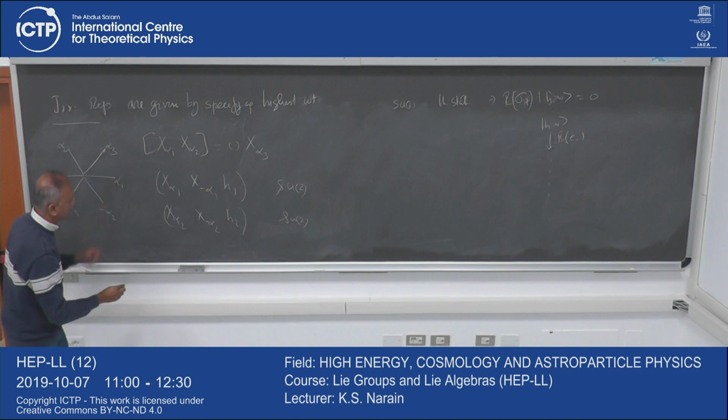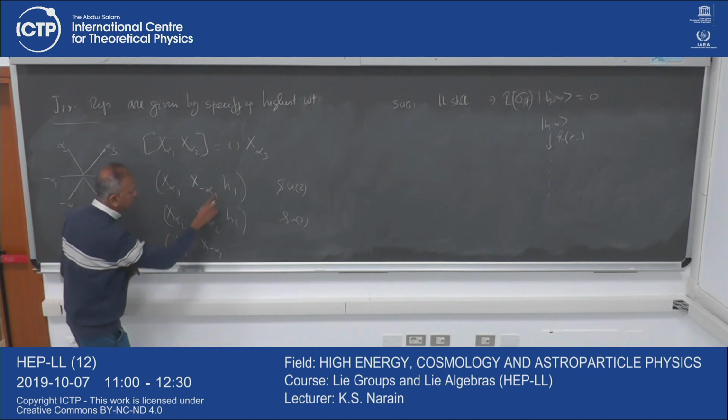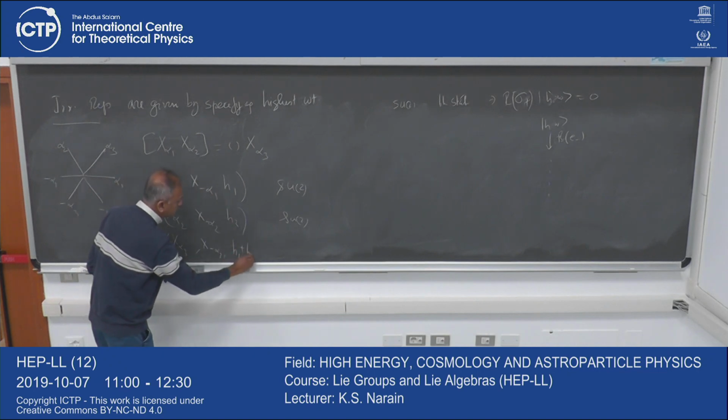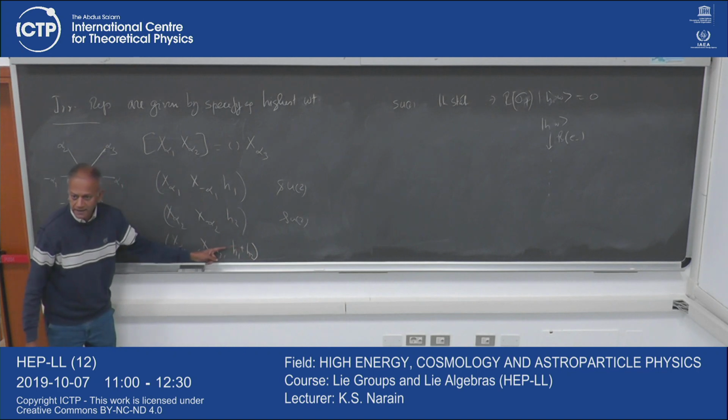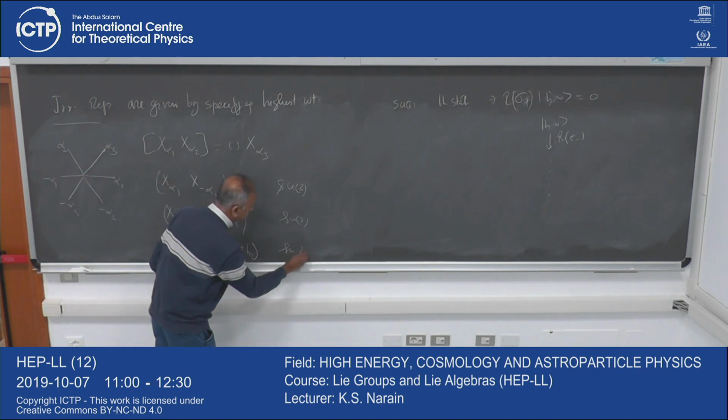Similarly, X alpha 2, X minus alpha 2, and H2 formed another SU2 subalgebra. And if you wish, you can also choose X alpha 3, X minus alpha 3, and some other combination, which is of course some linear combination. I think it was H1 plus H2. Anyway, I'm not sure about that. Some combination of H1 and H2, which formed another SU2.